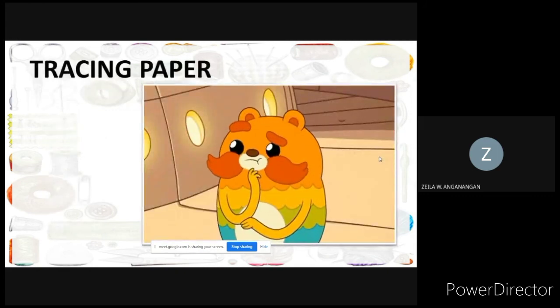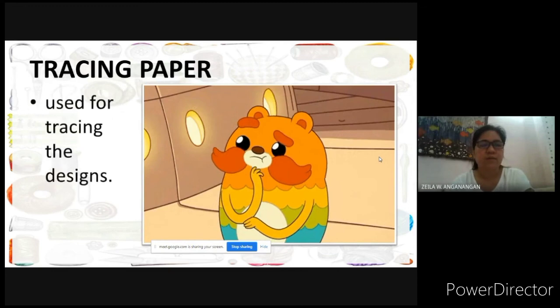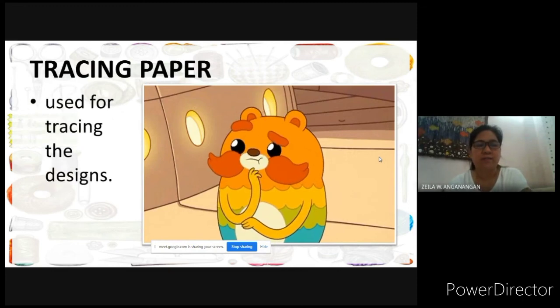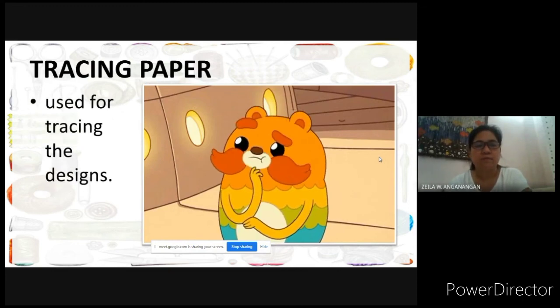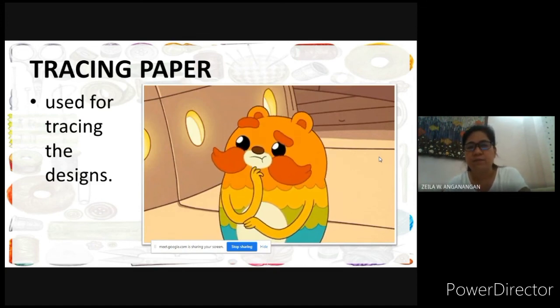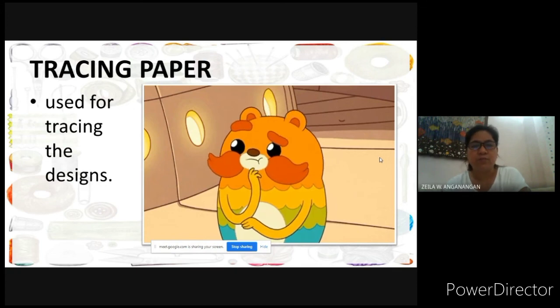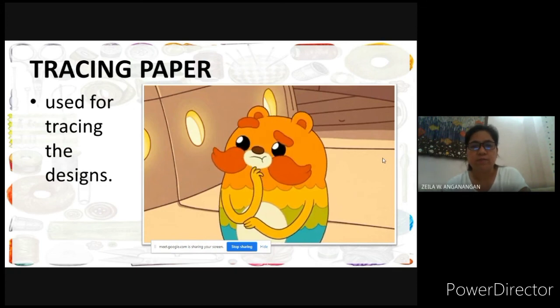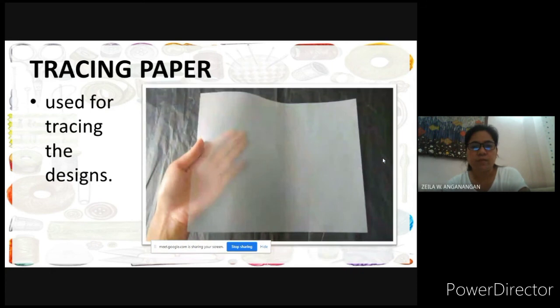So next, the tracing paper. It is used for tracing the designs. Of course, from the word tracing. Okay, so let's have a look at the tracing paper. Let's find out. Okay, so here it is, the tracing paper.